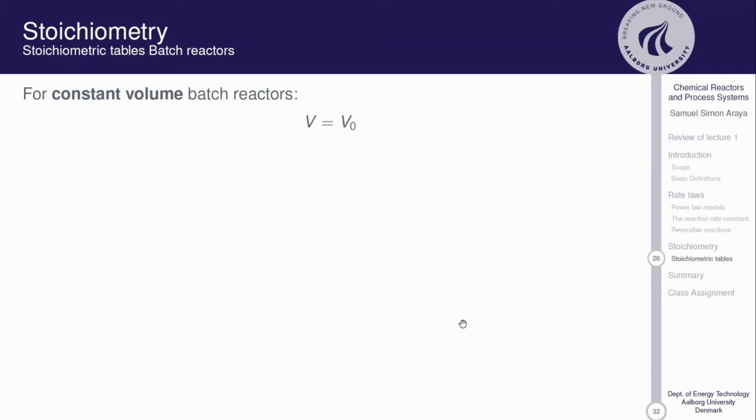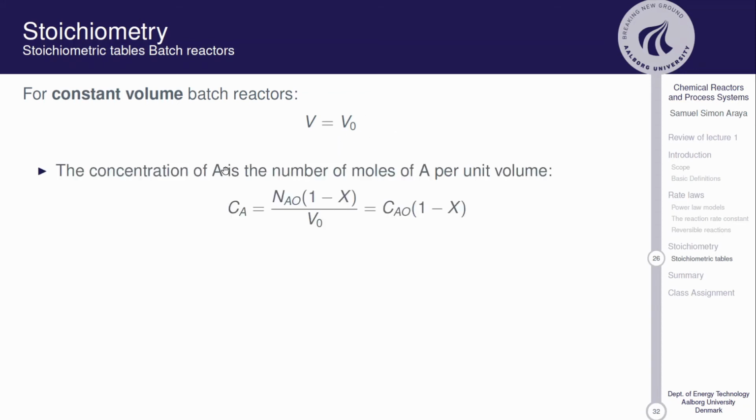So for constant volume batch reactors, the total volume is equal to the initial volume, so we'll just keep that. And the concentration will be in relation to the initial volume, and our concentration at any given time for a species A will be basically the initial concentration times 1 minus x, or 1 minus the conversion. For B, we can do the same. In this case, we're talking about a batch, so we still keep the initial volume. So the volume is not a function of the conversion.